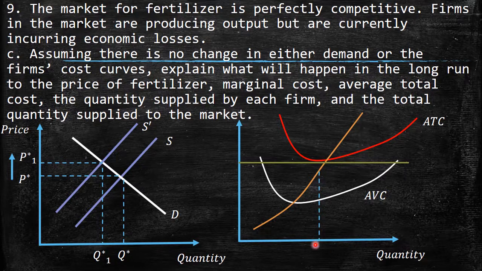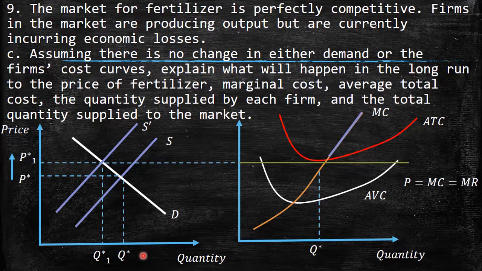And the quantity supplied by each firm at the end, what we have here, is going to increase a little bit, but in the total economy, the quantity decreases. By each firm it will increase, and the total quantity supplied in the market will decrease. That is basically what will happen. Okay, and this one is going to be the supply of the market.